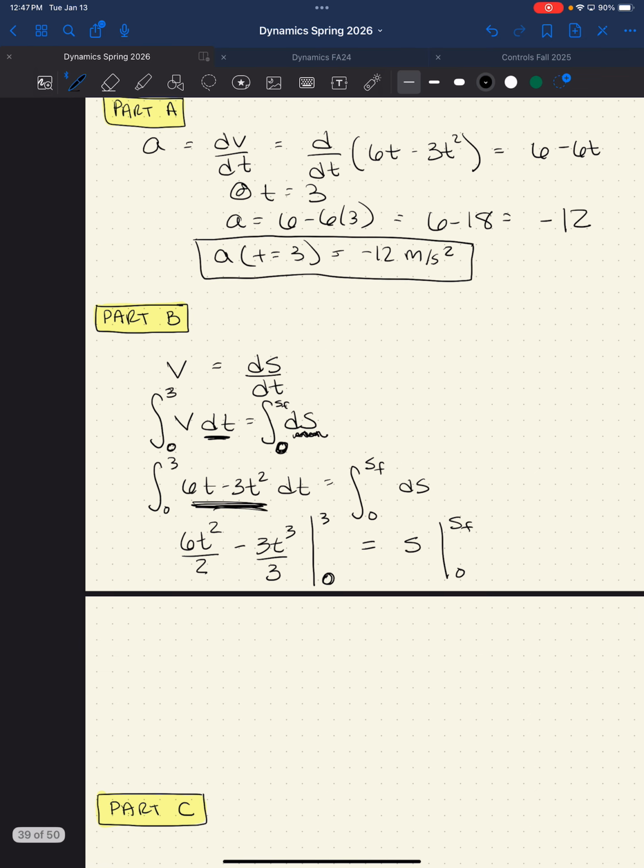Okay, so now let's plug in our limits of integration. I plug in the top number minus plugging in the bottom number. So I'll have 6 times 3 squared over 2 minus 3 cubed over 3, minus, when I plug in 0, the first term's going to go to 0 and the second term's going to go to 0. So that's all just 0. On the right-hand side, I'll plug in S_f minus 0.